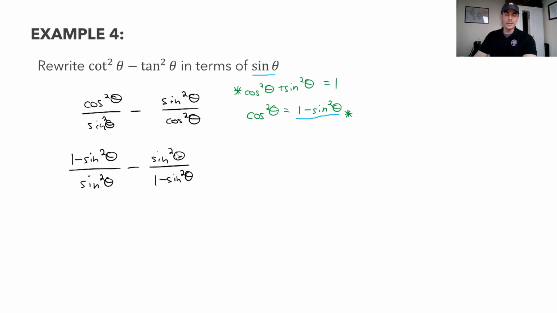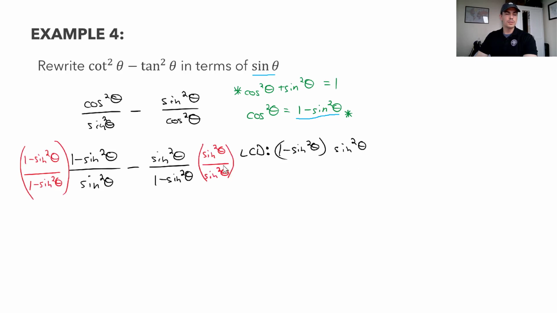Now, technically we're done here, but I'm going to take it a few steps further and get this under one rational expression. Okay, so I'm going to combine this to be one fraction. So to do that, we need to find our LCD, which will be 1 minus sine squared times sine squared theta. And I would multiply each side by what we're missing in the denominator from the LCD.